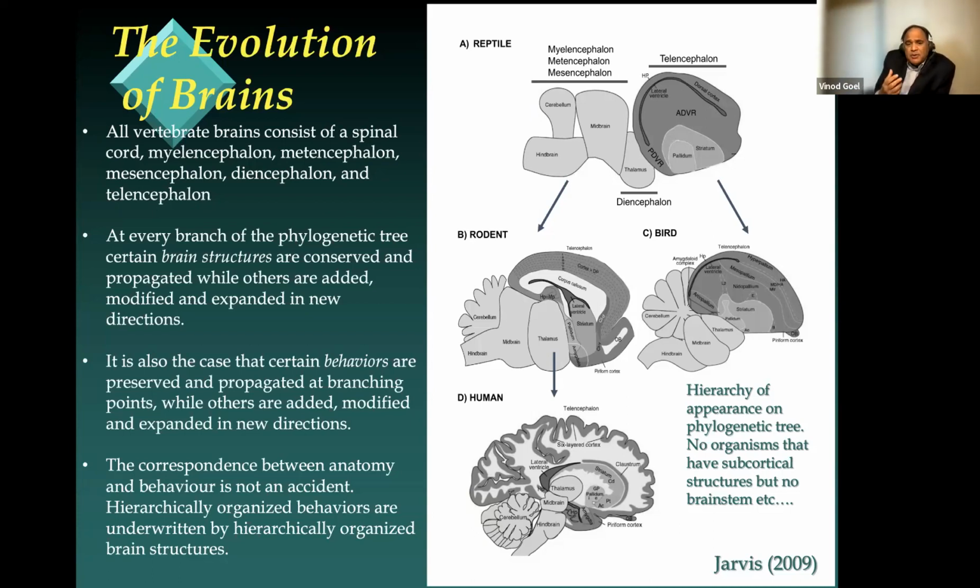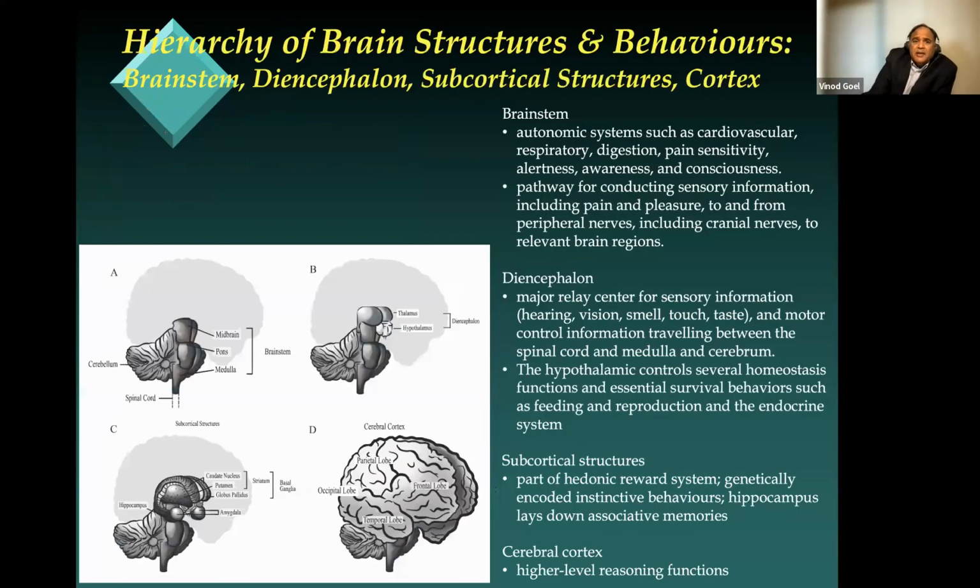So the correspondence between the brain anatomy and behavior is not an accident. Hierarchically organized behaviors are underwritten by hierarchically organized brain structures. And in the human brain, we can sort of see this. If we look here, the spinal cord, brainstem, and some subcortical structures. Sorry, here brainstem, subcortical structures here, and here, and then the cortex.